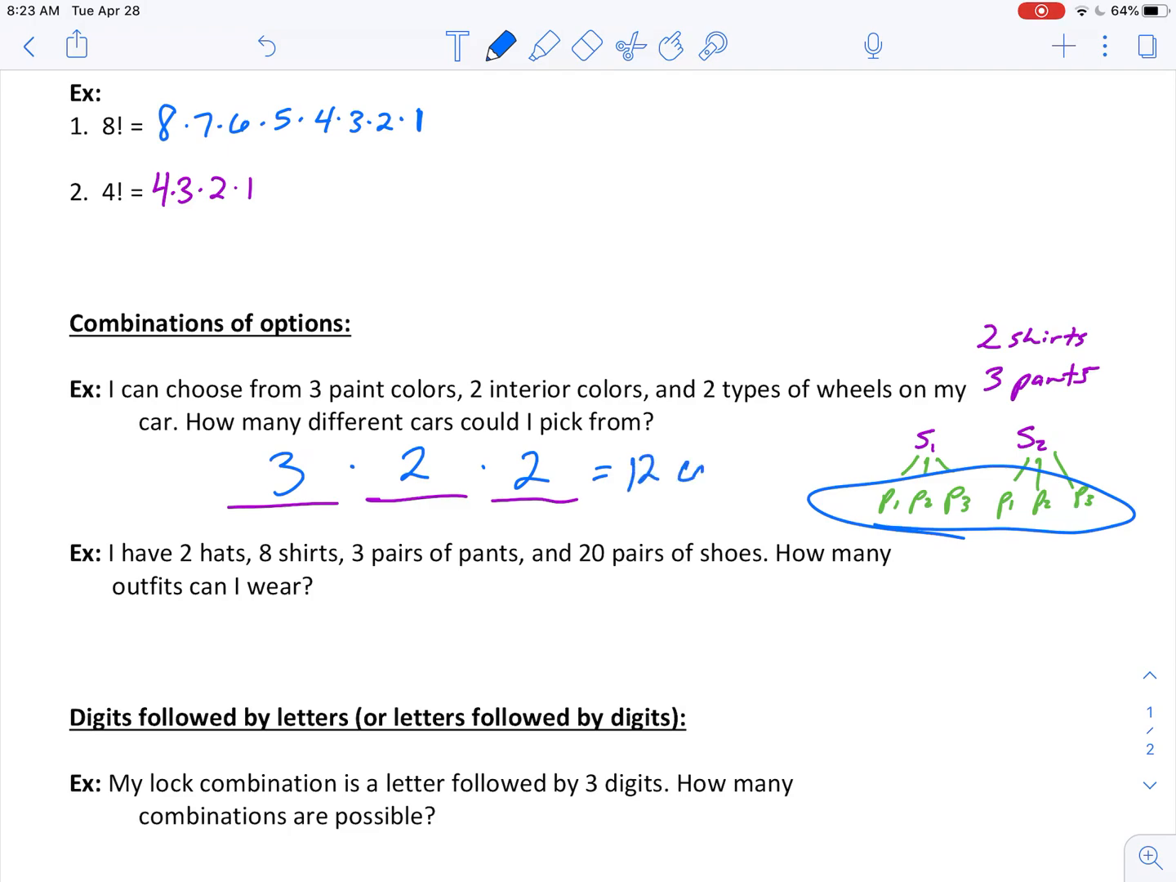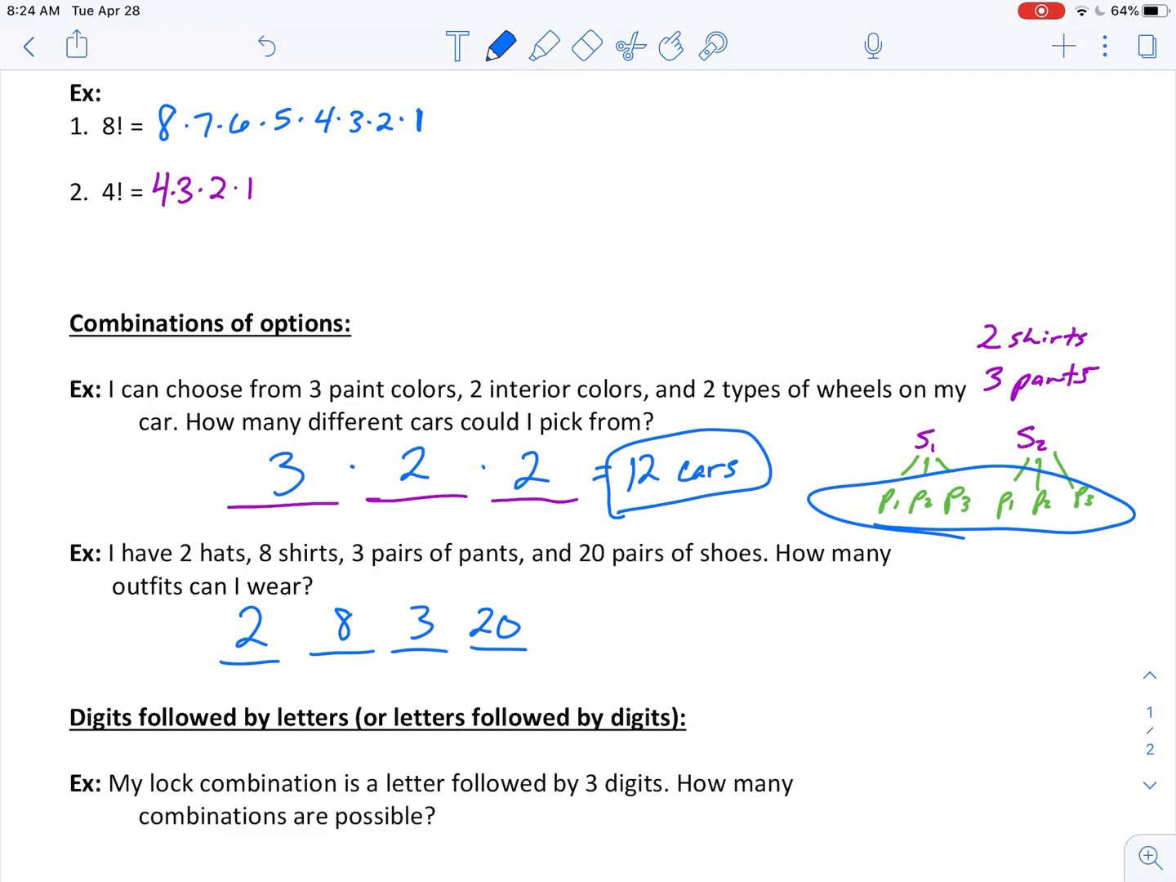And the way that I would get that is 2 times 3. So I'm going to multiply all of my options together. So here I've got 3 paint colors, 2 interior colors, and 2 types of wheels. Then I'll take 3 times 2 is 6, times 2 is 12 cars. There could be 12 distinct cars if those are my only options. And you'll see that it does add up pretty quickly.